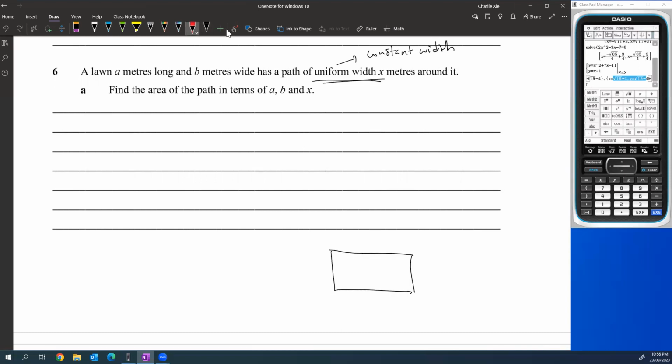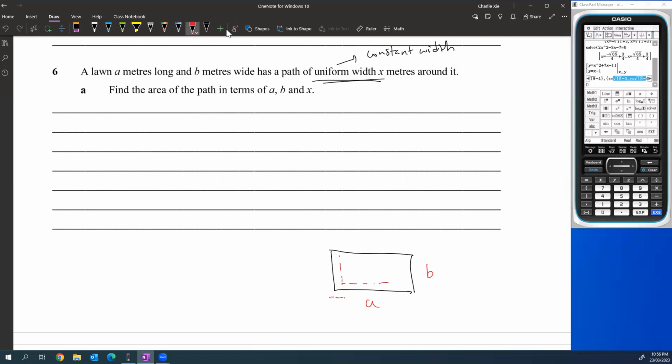All right, let me use a different color. A minus long, B minus wide. So A, B has a path of uniform X meters around it. So the surrounding bit, it's a lawn, but you're not gonna. It's not inside, okay?